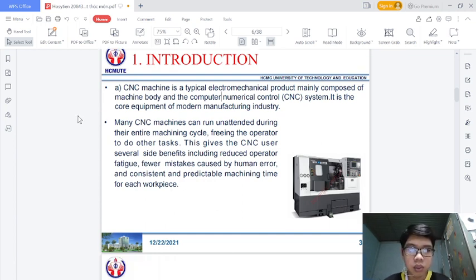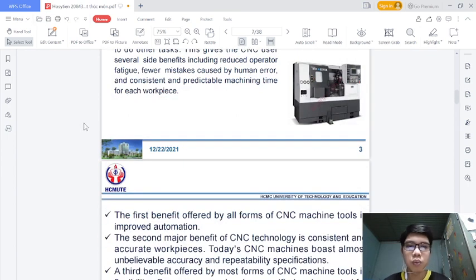Many CNC machines can run unattended during their entire machining cycle, freeing the operator to do other tasks. This gives the CNC user several side benefits, including reduced operator failure, fewer mistakes caused by human error, and consistent and predictable machining time for each workpiece.